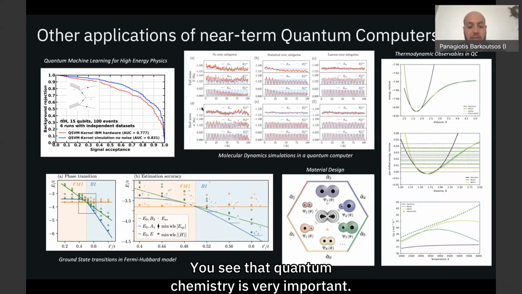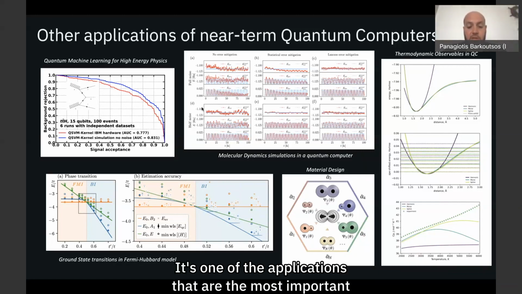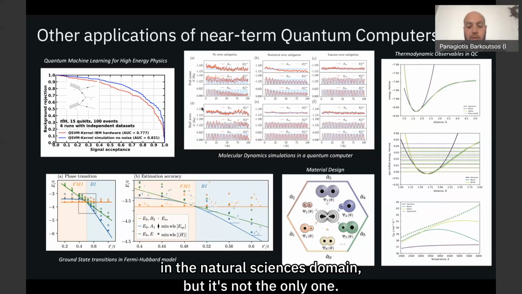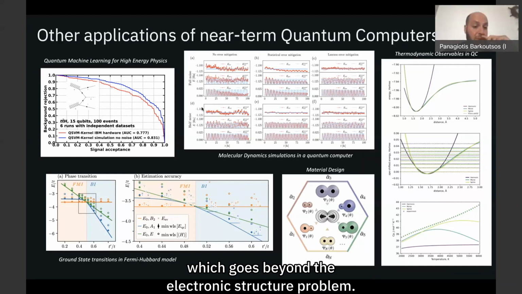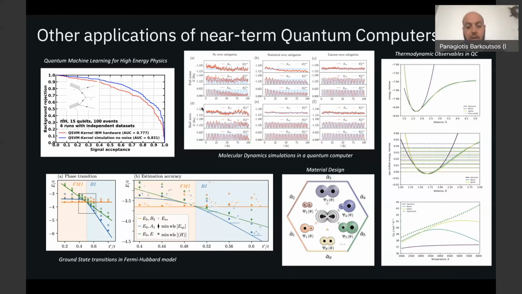You see that quantum chemistry is very important. It's one of the applications that are the most important in the natural sciences domain, but it's not the only one. And there are many things that one needs to consider which goes beyond the electronic structure problem.